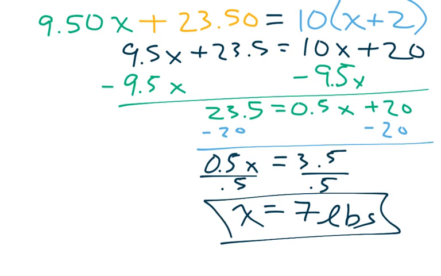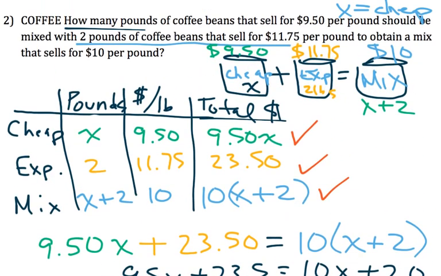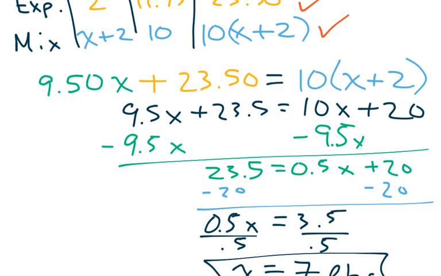And if I look back at what I predicted, my prediction was that for this cost to be brought down from $11.75, there'd probably have to be more of the cheap stuff to make that happen. So I feel pretty good about that. I think I'm good to go. But if I didn't, you can go ahead and figure out, well, what would the cost of the $9.50 coffee be? We know the cost of this. And would that be equal to the new poundage? 7 plus 2 is 9 times 10 is 90.